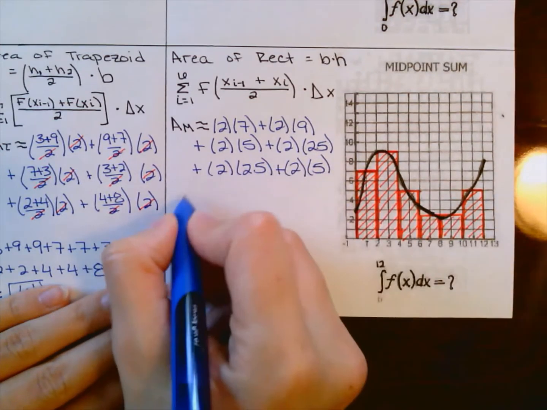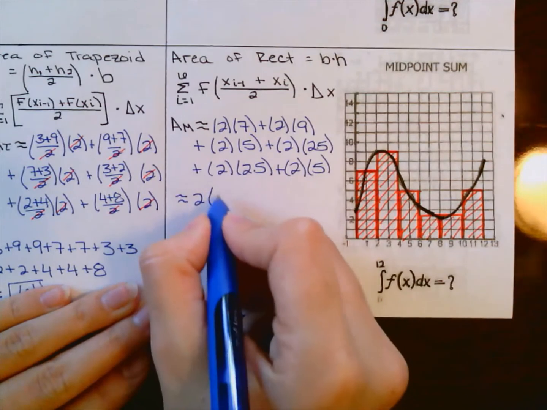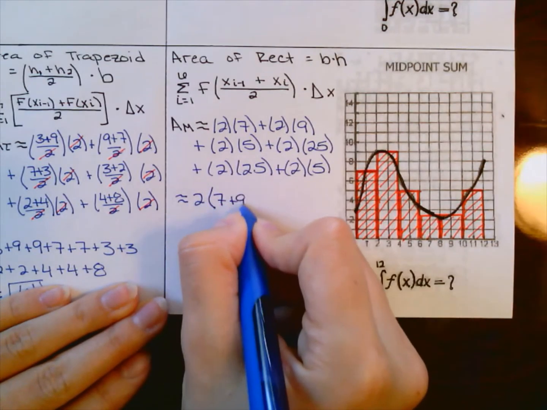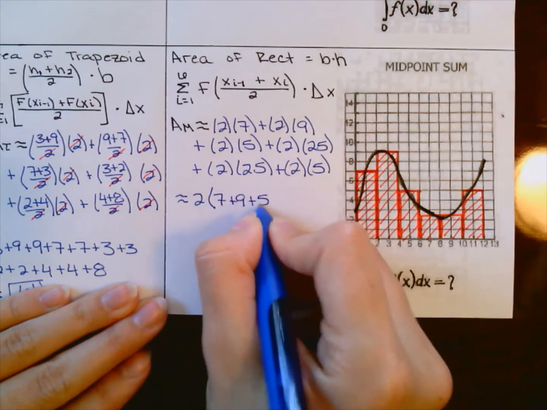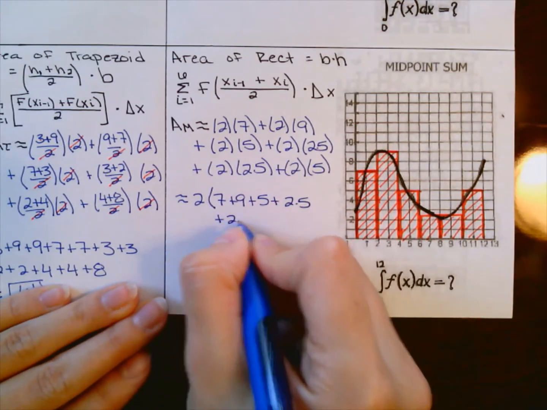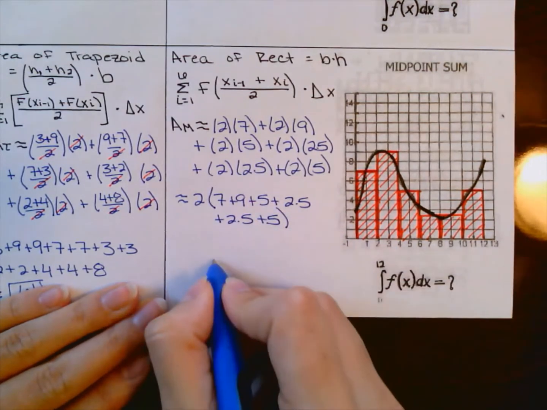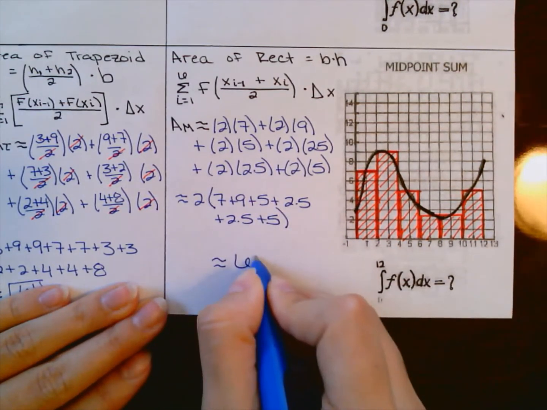Okay, again, I have all those 2's in common. I can factor that out. And now I'm left with 7 plus 9 plus 5 plus 2.5 plus 2.5 and plus 5. Solve that and you get an estimation of 62.